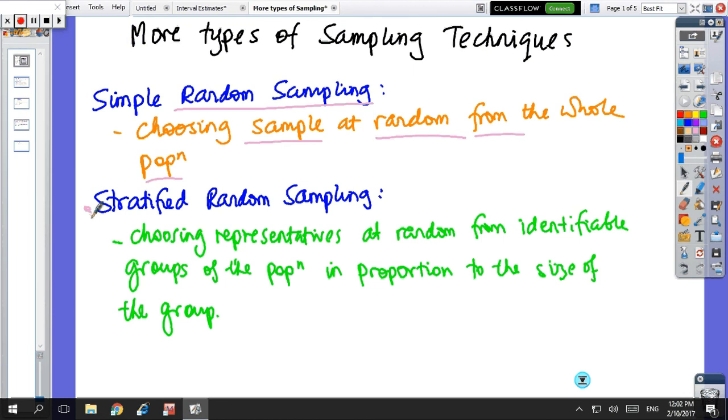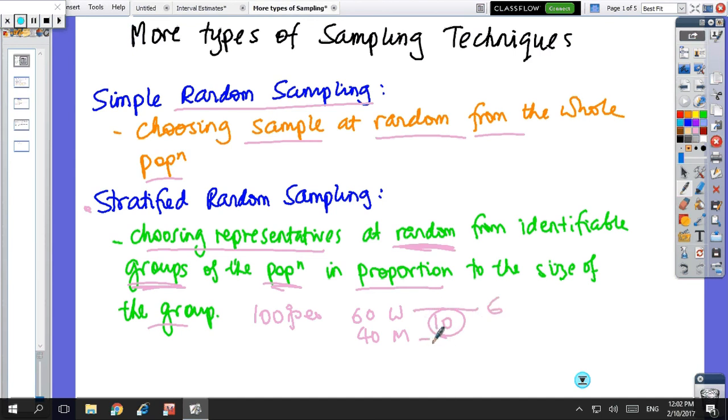So we're choosing representatives at random, again it has to be at random, from different groups in the population in proportion to the size. For instance, if there's 100 people in the population and 60 are women and 40 are men, and you only want to survey 10 people, then you need to pick 6 women and 4 men so that they represent the proportions in the group. Okay, so that is called stratified sampling, so copy that and come across.